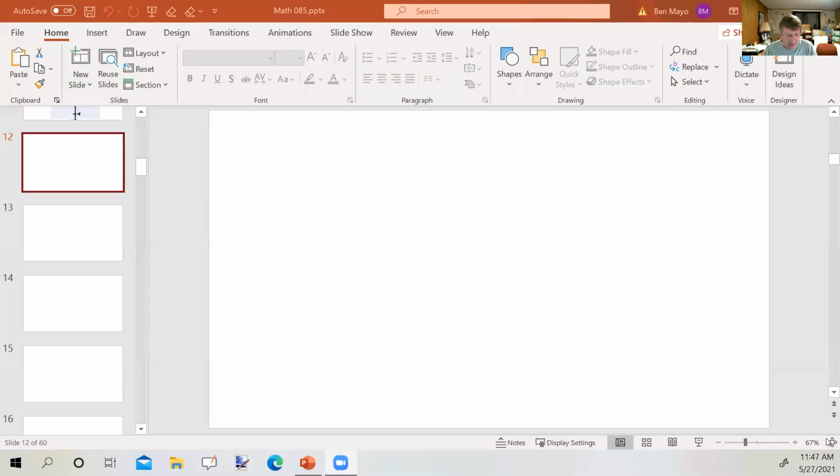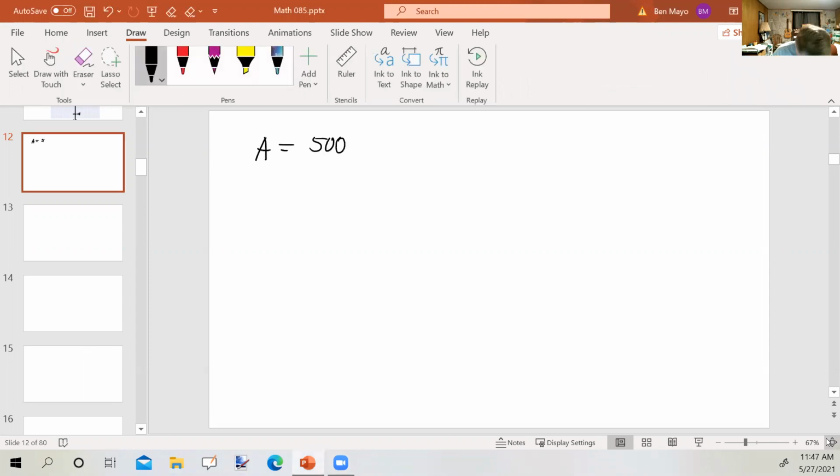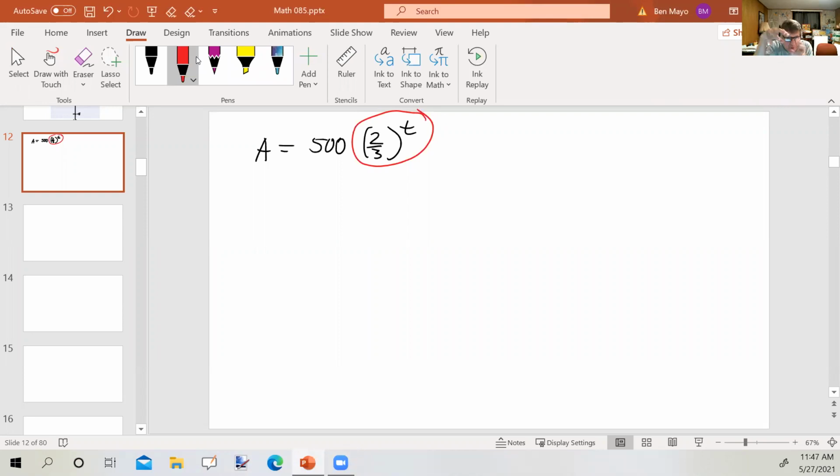Now let's take a look at some application problems involving exponential functions or exponential equations. So we've got this following equation. A equals 500 times 2/3 to the t power. So this part of the equation is the exponential part. That 500 out front is sort of a multiplier or almost like a coefficient, but it's not part of that base that's being raised to the power.